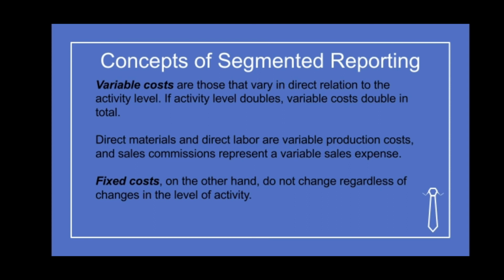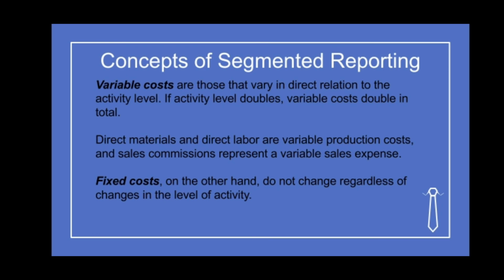Variable costs are those that vary in direct relation to the activity level. If activity level doubles, variable costs double in total. Variable costs vary based on the amount of output produced. Variable costs may include labor, commissions, and raw materials. Fixed costs remain the same regardless of production output. Fixed costs may include lease and rental payments, insurance, and interest payments.